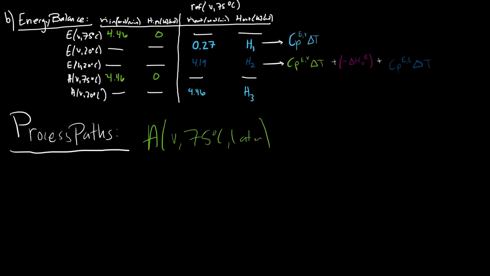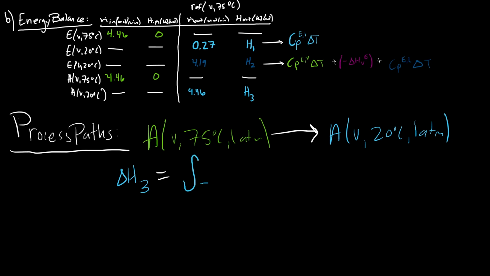Okay, so now let's look at the air stream, and let's look at the air vapor at 75 degrees Celsius in 1 atmosphere. All that's happening here is just a sensible heat change. So we're going from 75 degrees Celsius to air vapor at 20 degrees Celsius in 1 atmosphere. Very straightforward. So delta H3 equals the integral from 75 degrees Celsius to 20 degrees Celsius of Cp air vapor dT, which equals Cp air vapor delta T.